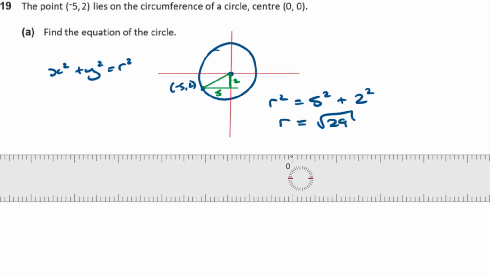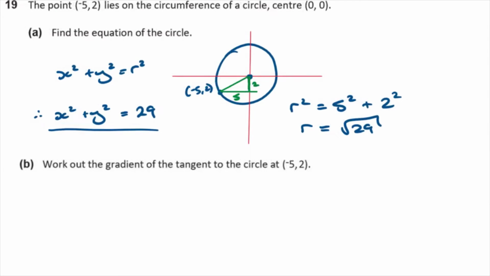So if r squared is 29, then I can say, therefore, the equation of this circle is going to be x squared plus y squared equals 29. So that is the equation of this circle. It's just as simple as that. Find the radius, stick it in that equation. Job done. Part B says work out the gradient of the tangent to the circle at negative 5, 2.